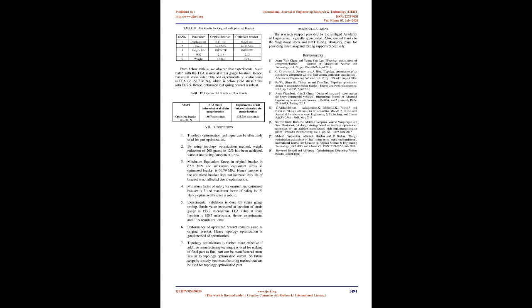From Table 4 below, we observe that the experimental result matches the FEA results at the strain gauge location. Hence, the maximum stress value obtained experimentally is also the same as FEA, i.e. 66.7 MPa, which is below the yield stress value with FOS 5. Hence, the optimized leaf spring bracket is robust.